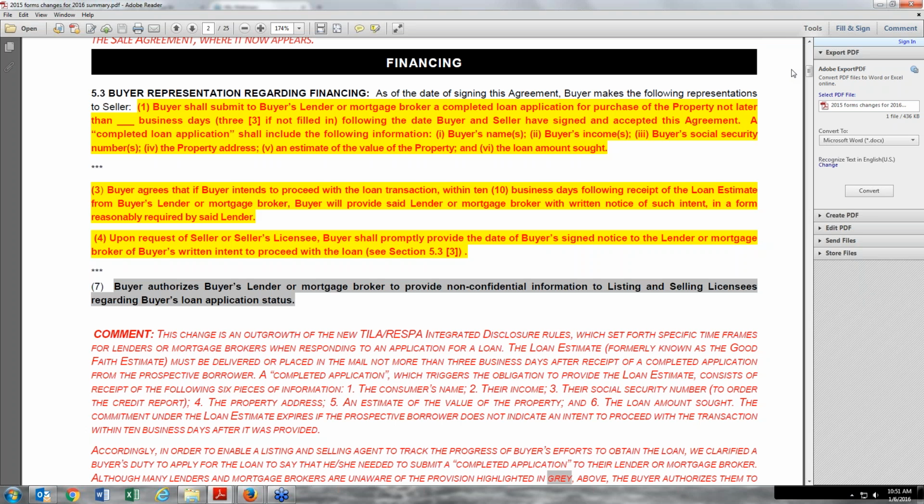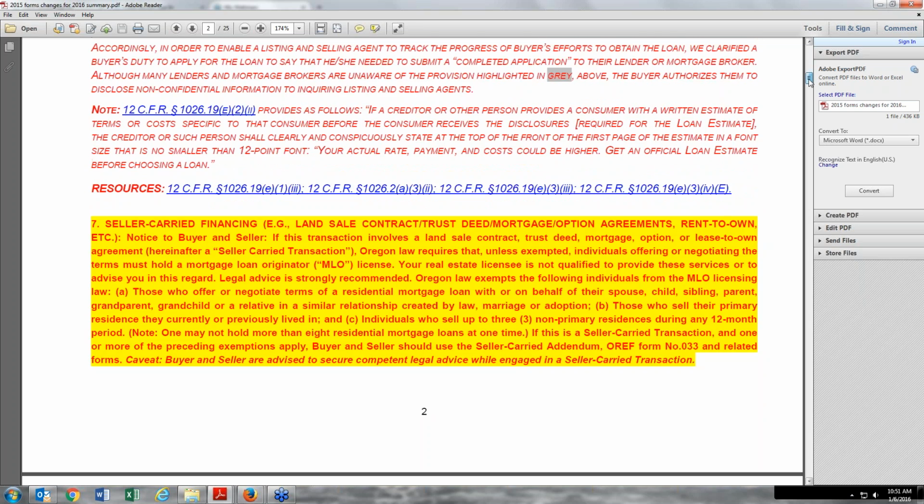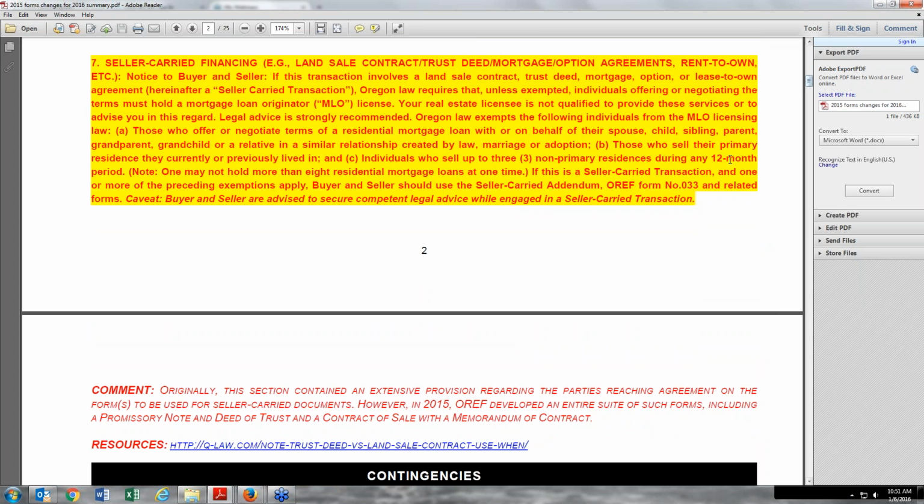And then the text here and the comment is pretty much everything that I've just said. So I'm going to move on then to Section 7. It's the seller carried financing section. Oh, and by the way, under resources, you can see we've got several different resources that do address TRID. And so if you're a glutton for punishment and you want more information on TRID, we've set those out. So Section 7, seller carried financing.